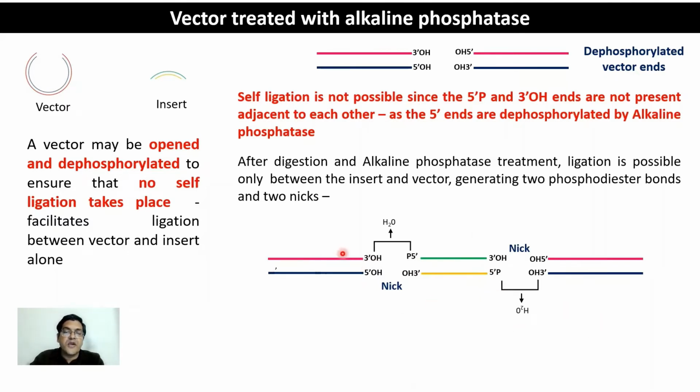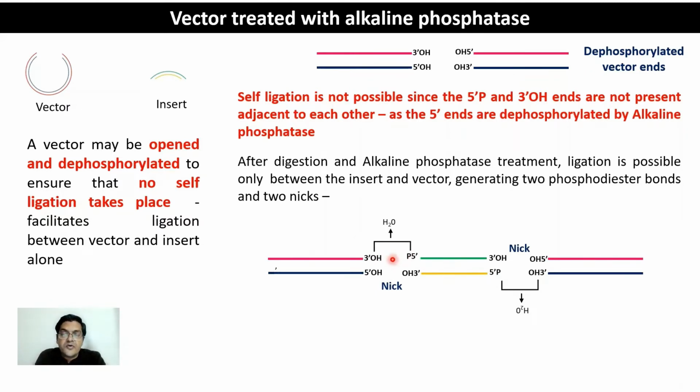So this is the left arm here, this is the right arm here. And if you can see, at two positions there is a 5' phosphate and a 3' OH next to each other. So therefore, here your phosphodiester bond formation will take place. One position is here, the other position is here, where you have again a 5' phosphate and a 3' OH. So the 3' OH is coming from the vector and the 5' phosphate is coming from the insert. And here again, you'll have the formation of a phosphodiester bond.